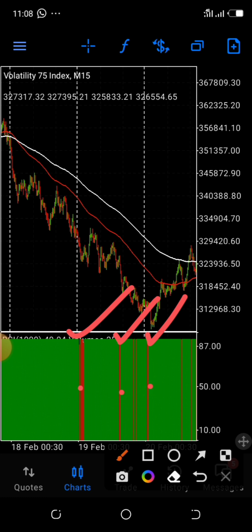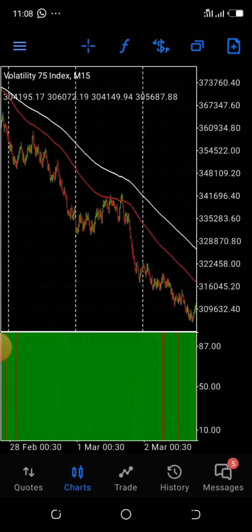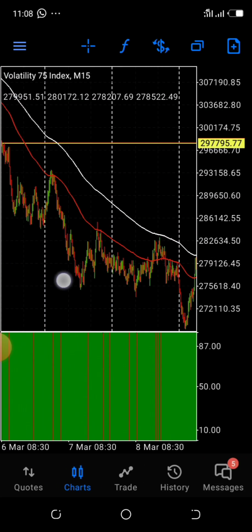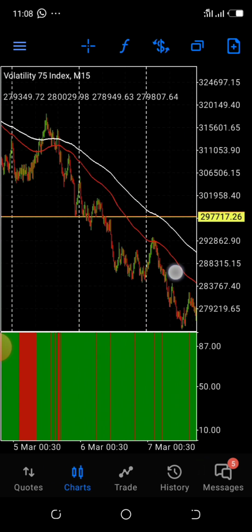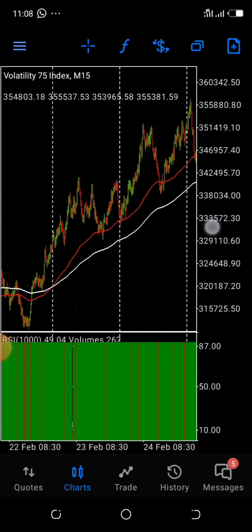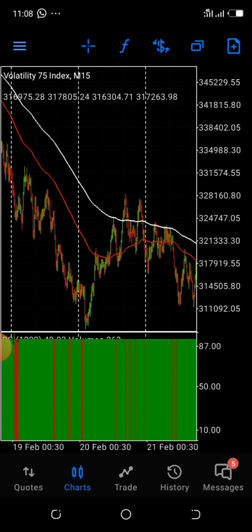So that's the first step, stage 1, that you have to look out for. Then the second step is to go to your main chart, where the candlesticks are.